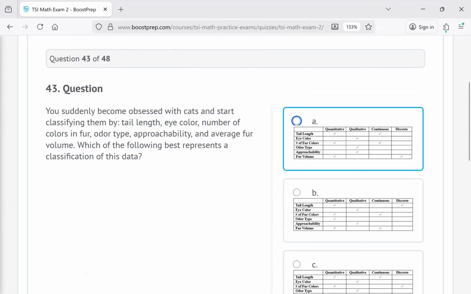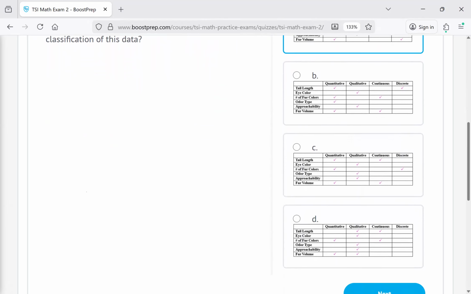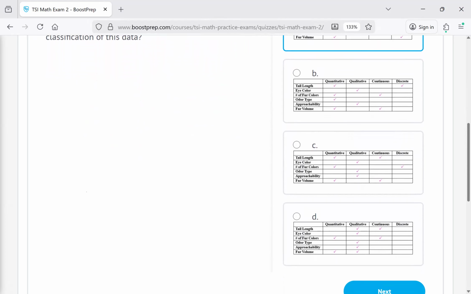And the reason why I think it's C is because the tail length and fur volume are quantitative and continuous because it can be any length, right? The number of colors in the fur is quantitative and discrete because it can take on integer values. And the rest of the variables are qualitative, therefore neither discrete nor continuous.